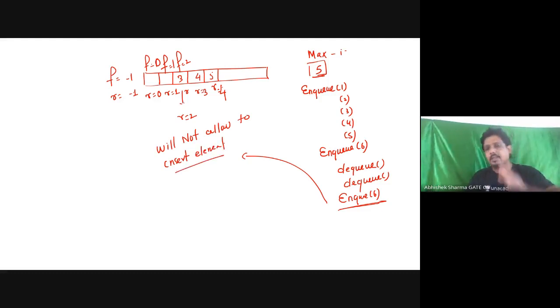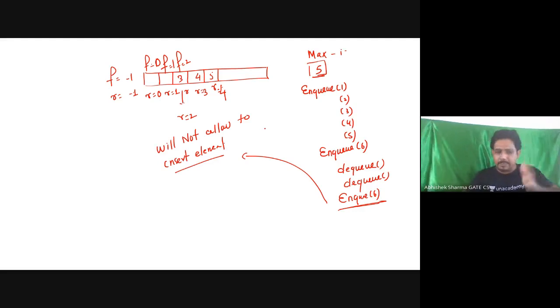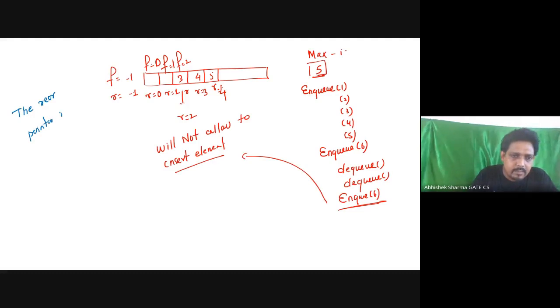Now, why? A very simple scenario: 5 people can stand in a queue at a counter, and a 6th person is not allowed. Then 2 people have already been served. Again, if some person wants to stand in the queue, it will not be allowed. Why? The simple reason is that in this case the rear pointer is at max minus 1.